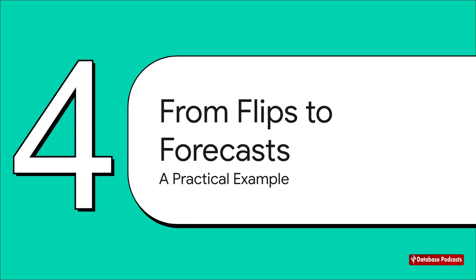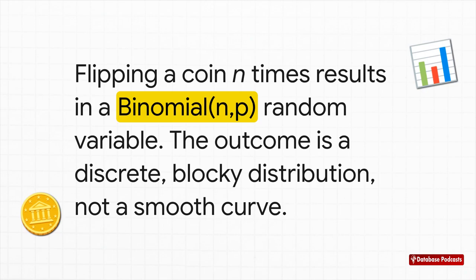Okay, that sounds magical. Maybe a little too good to be true, but I'm still trying to see how this helps me solve a real problem. Can we see it in action? You bet. Let's take a classic example. Flipping a fair coin 100 times and counting up the heads. The result of that follows something called a binomial distribution.